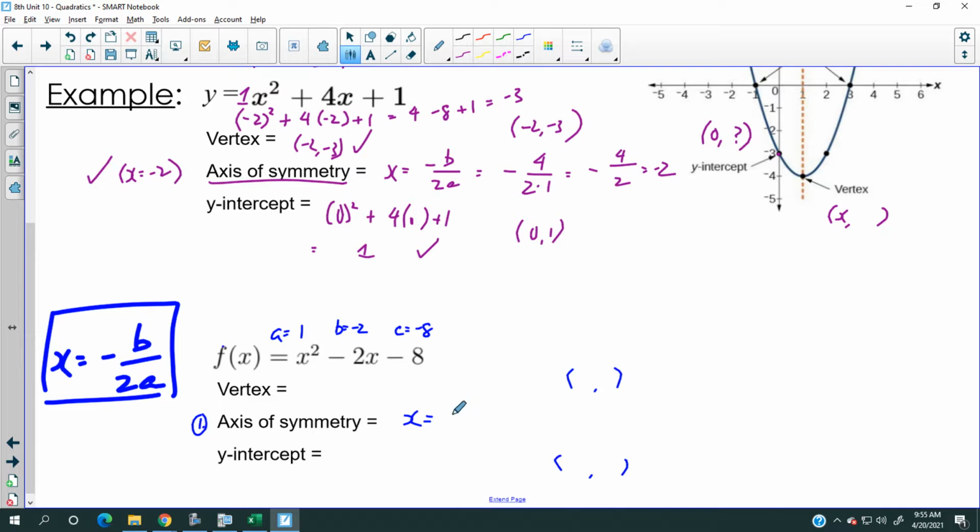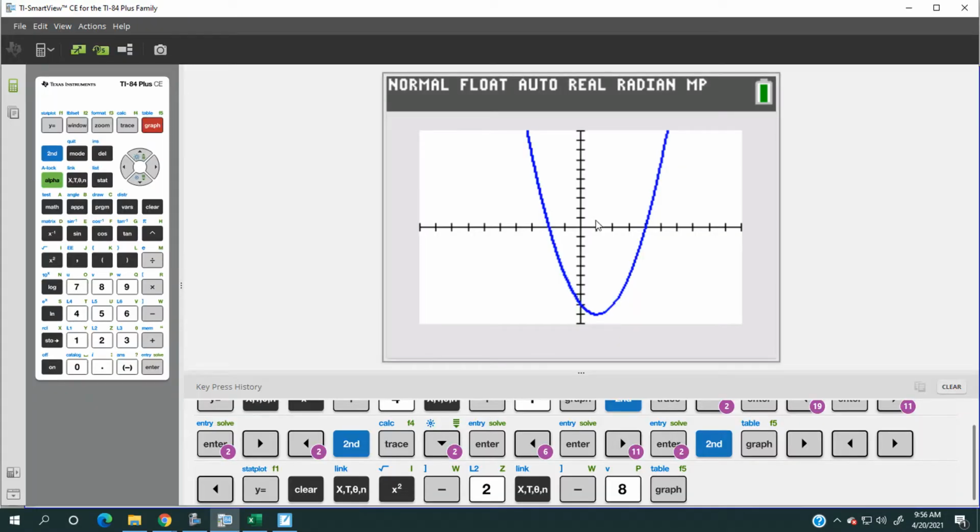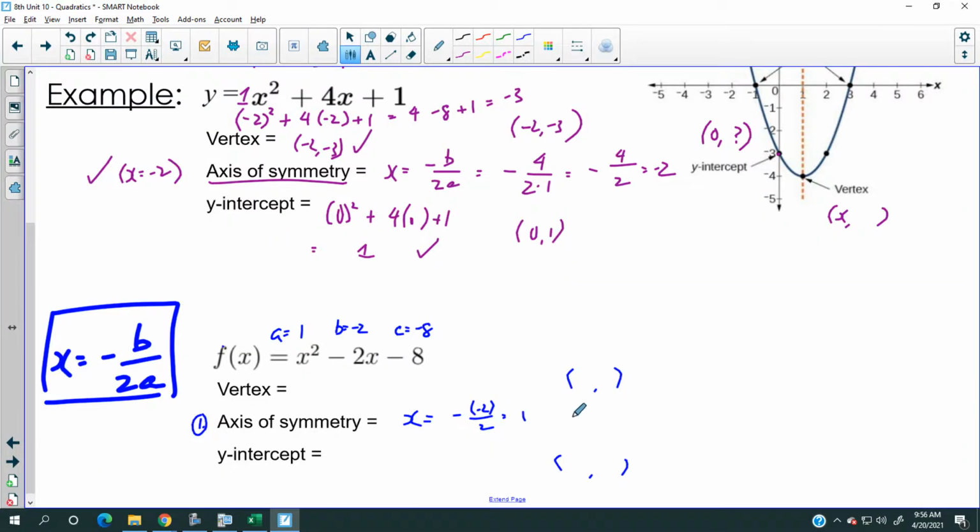So negative B, now careful here, negative of negative 2, over 2 times 1, that's 2. So that's 2 over 2, that's positive 1. Now let's see if the axis of symmetry is at x equals 1. Yeah, looks like it. It's right here. Yep, that looks good. So x equals 1, circle my answer.